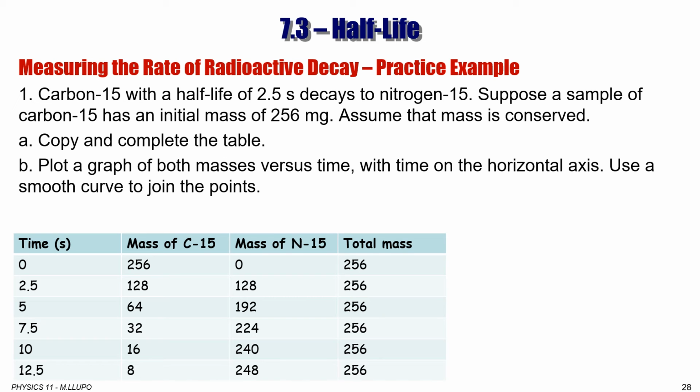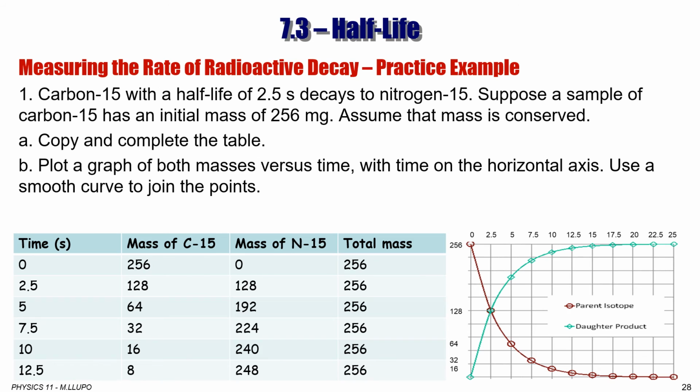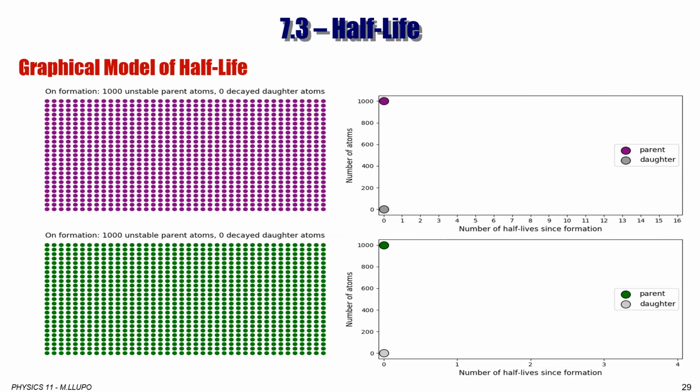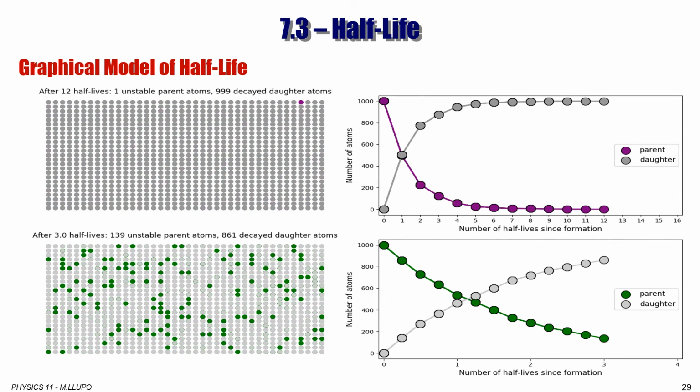If you plot the graph, it would be something like this. The amount of nitrogen is increasing, and the amount of carbon-15 from 256 is halved after 2.5 seconds to 128. Another 2.5 seconds, it's halved to 64, and that will continue to 32, 16, and 8, and that will approach 0 but never becomes 0. This is an illustration of how the decay will happen.